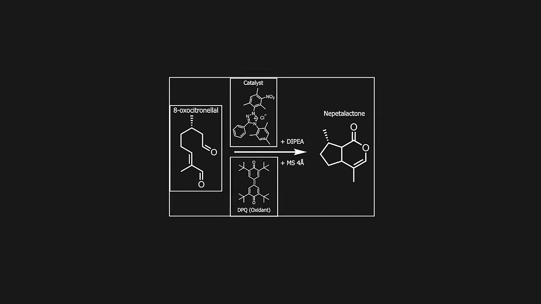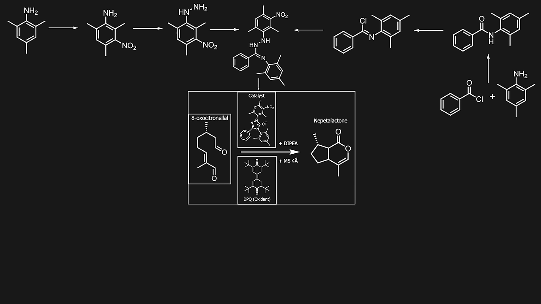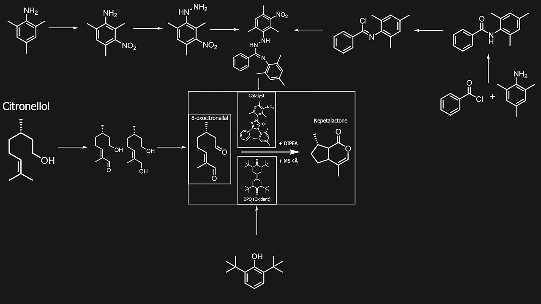The catalyst is the majority of the work, spanning about 7 steps, but it starts with relatively simple reagents. Then the 8-oxocitronellol is 2 steps from commercial citronellol. And the oxidant DPQ is 1 step from commercial 2,6-di-tert-butylphenol. So let's just do all of that, even if it will take 100 years. I now have a mission.